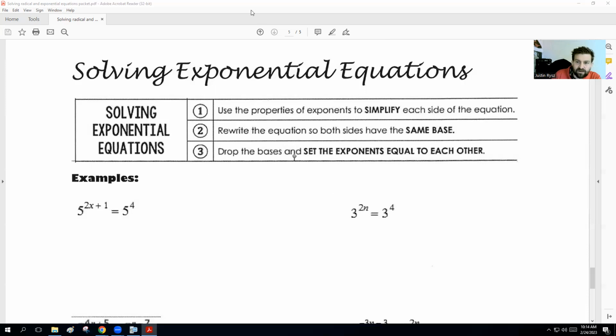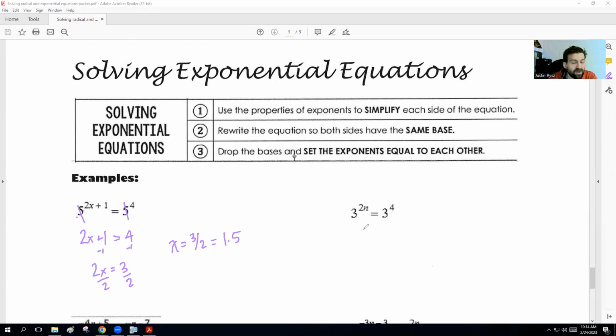So in this first problem, the first two steps are already done for us. There's nothing to distribute here, there's nothing to cancel out, and both of these are fives. So the bases cancel out, and we just figure out what 2x plus 1 equals 4. Subtract 1 from both sides, we get 2x is equal to 3. And we divide by 2, and x equals 3 over 2, or if you want to use the decimal, 1.5.